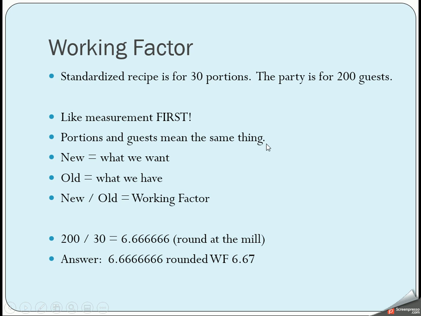So new is what we want. So our new would be the 200 guests, and old is what we have. So that's the standardized recipe for 30 portions. And the equation for the working factor is simply new divided by old. The new goes on top, the old goes on the bottom, and we get the working factor. So if I take my 200 guests and I divide them by 30, 200 divided by 30 gives me a 6.666 repeating. I'm going to round at the mill, so my answer is 6.67 as the working factor.